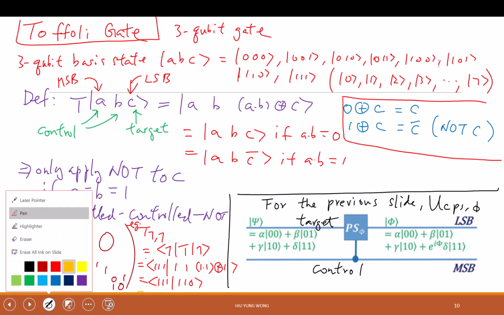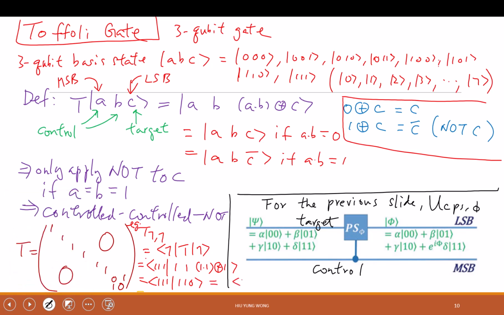This is just 1 tensor product 1 tensor product 1, and then we take the inner product with 1 tensor product 1 tensor product 0, right? Are you okay with this? But remember, this is just a different space. This is the first qubit, this is the second qubit, this is the third qubit. So when you do inner product, you do them individually. You don't cross the space. The first qubit needs to inner product with its own qubit. And the last one should be 0, not 1, sorry.